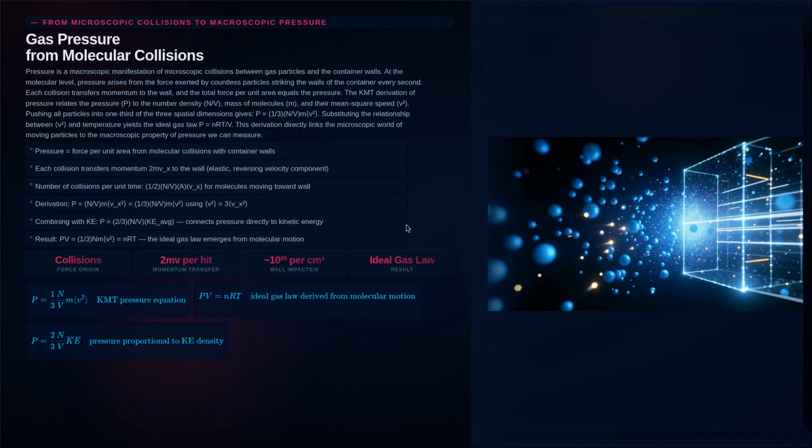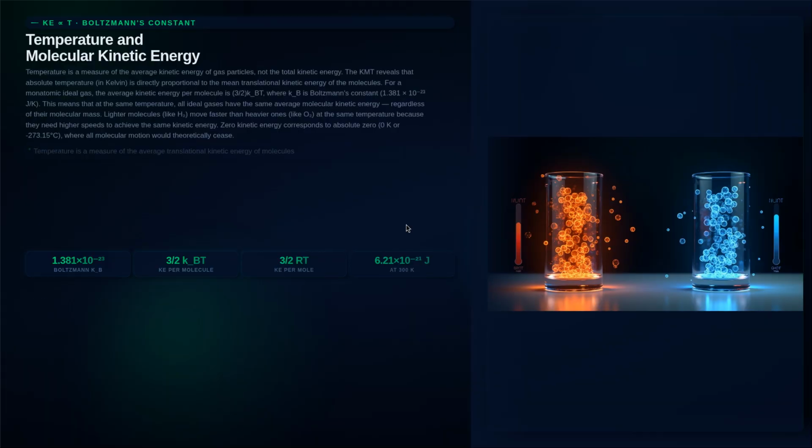The kinetic molecular theory derivation of pressure is elegant. Starting from individual collisions, we sum over all particles and find that pressure equals 1/3 times the number density times the mass times the mean square speed. From this, we derive the ideal gas law. Pressure is proportional to both the number density of molecules and their average kinetic energy.